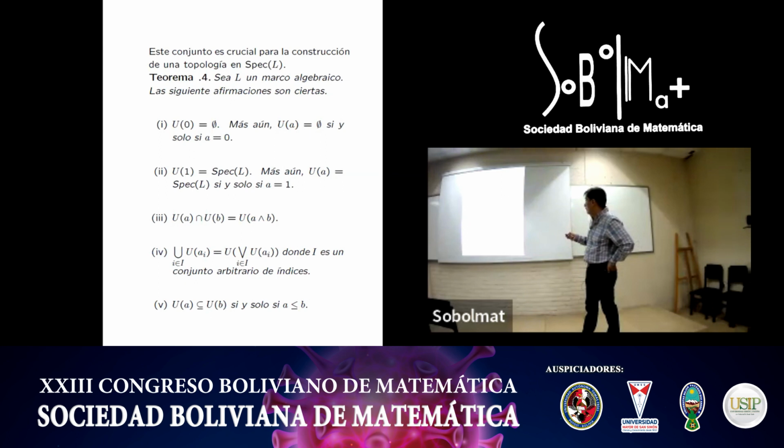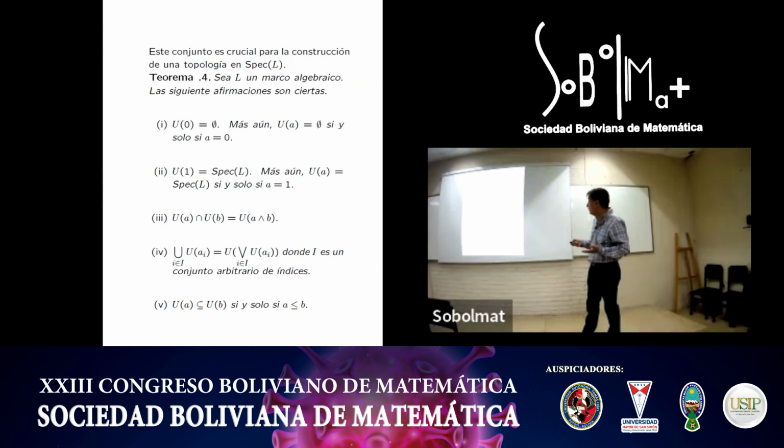U de 0 es el vacío, U de 1 es todo el conjunto de primos. La intersección es cerrada. La intersección, o sea, la intersección de elementos de los U sub A es cerrada, eso es lo que estamos diciendo. Esto es la propiedad de la intersección finita de abiertos de una topología. Y esta es la unión arbitraria de abiertos, que es cerrada de una topología.